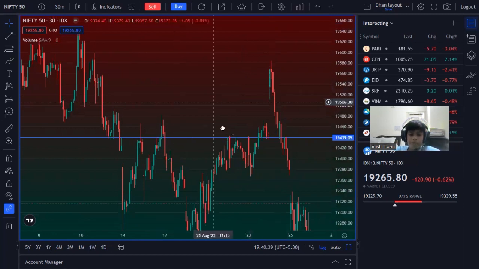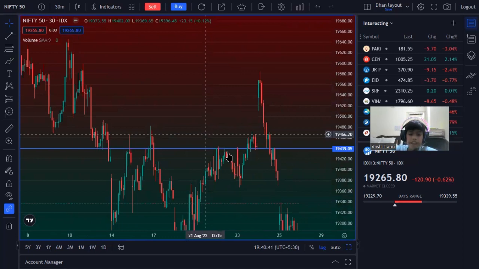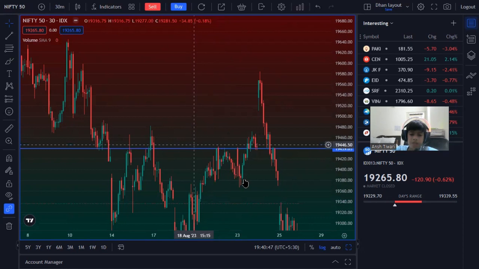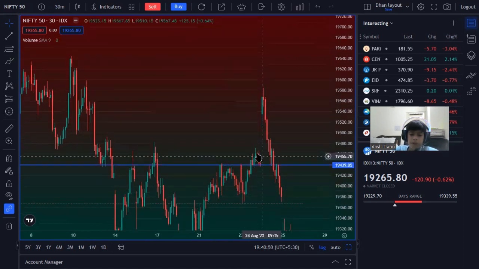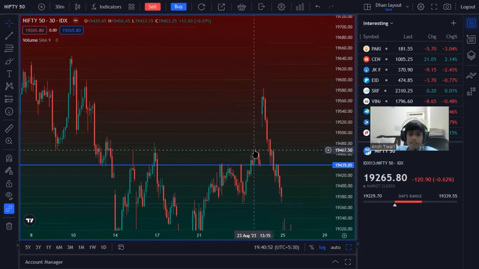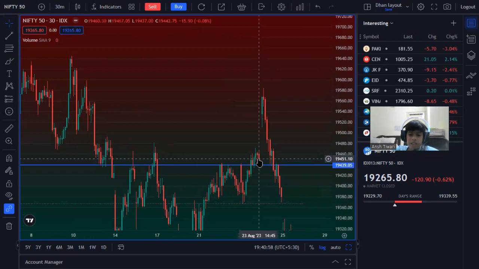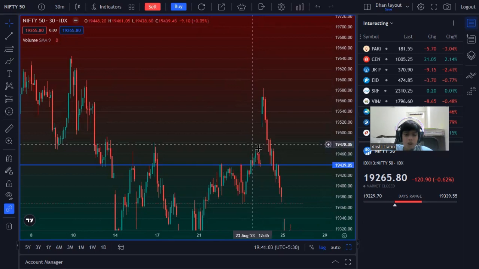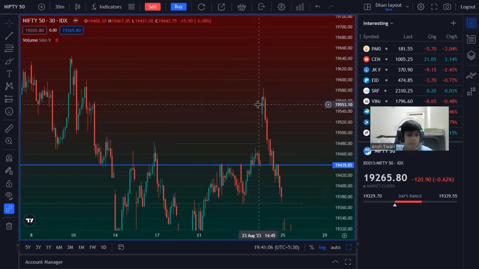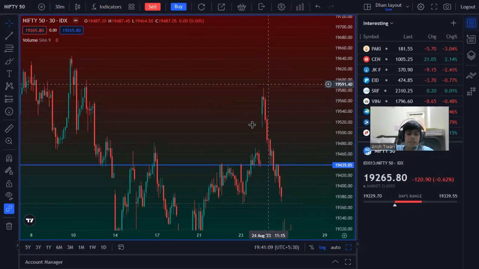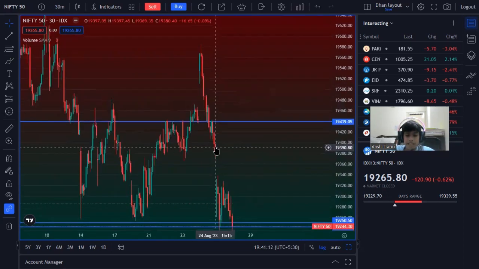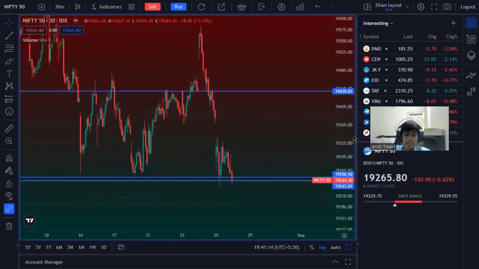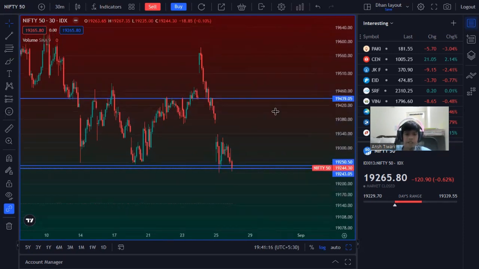So why will that be the case? Because we can take an example that at this point there were responsive sellers, which were then breached by the responsive buyers, giving a chance for the initiative buyers to take the price upwards. And that's exactly what they did. They took the price from this point onwards till a lot of responsive sellers came in their way and took the control of the market back in their hands. So that's what responsive buyers and sellers are, and initiative buyers and sellers are.